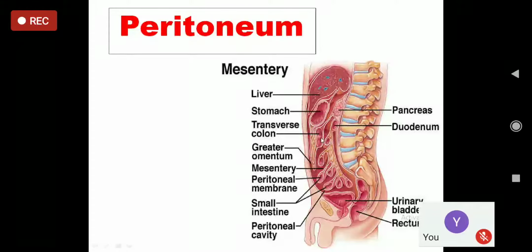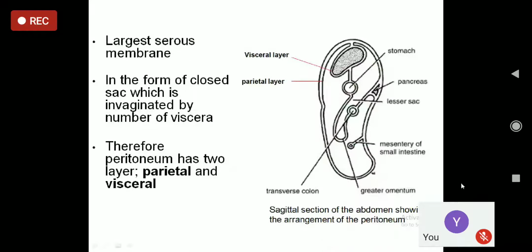Structures which are present within the abdominal cavity, the stomach, the transverse colon, and the small intestines, are surrounded by a thin layer of membrane known as the peritoneum. And some structures which are just behind the lining of the peritoneum are the retroperitoneal structures, and these are the intraperitoneal structures. Okay, so today we'll discuss the peritoneum, first part.